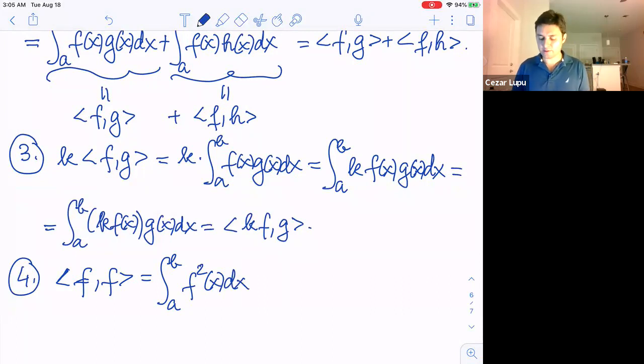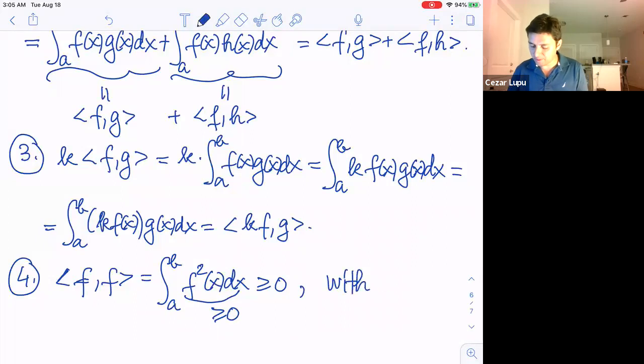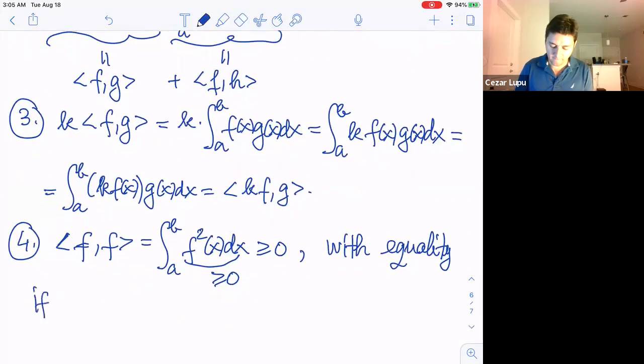And of course, since the function inside the integral is non-negative, f squared will always be non-negative, then the integral would be non-negative. And now the equality, that's the tricky part. Equality if and only if the function is 0.